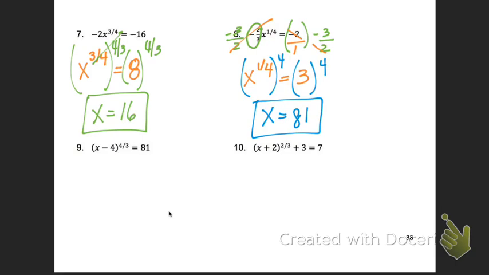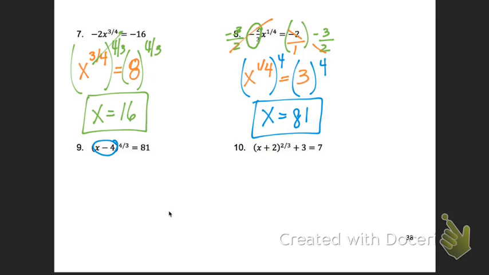Okay, number 9. Now I've got stuff in parentheses. I still want to get that x by itself. But in PEMDAS, if I'm doing PEMDAS backwards, what does the P stand for? Parentheses. So that's going to be last. So I'm really not going to get to do this stuff until the very end. So exponents come before that.